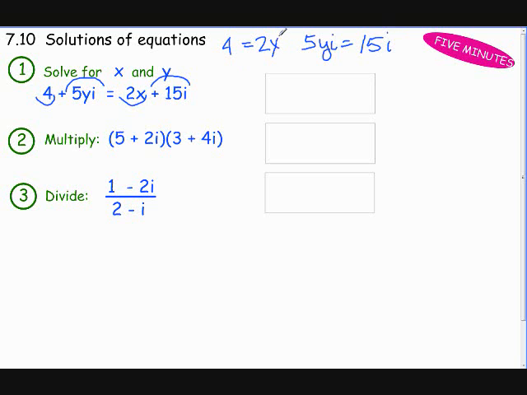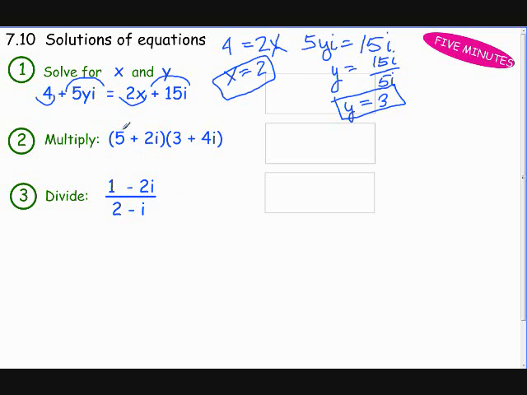This one, when we solve it, it's supposed to be an x, will be x equals 2. Agree? This one will be y equals 15i divided by 5i. And that will be equal to, the i over i is 1, 15 over 5 is 3. So we've got x equals 2, y equals 3.